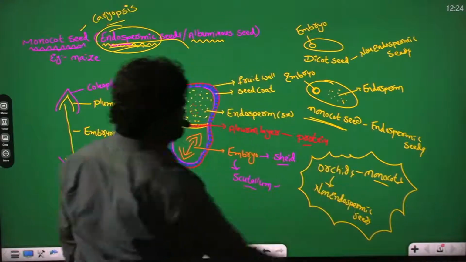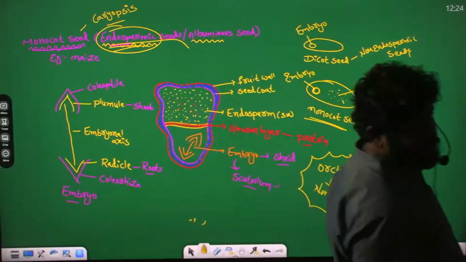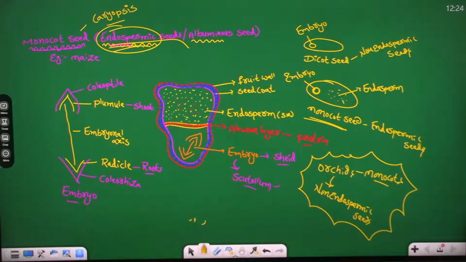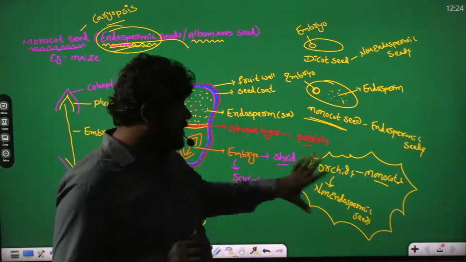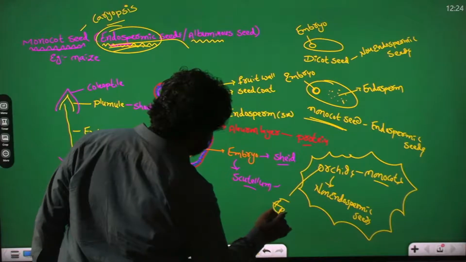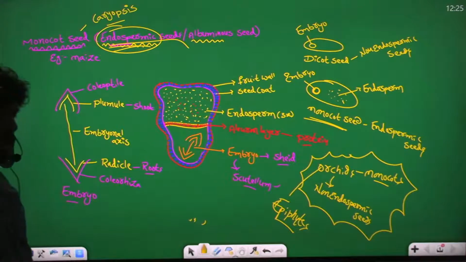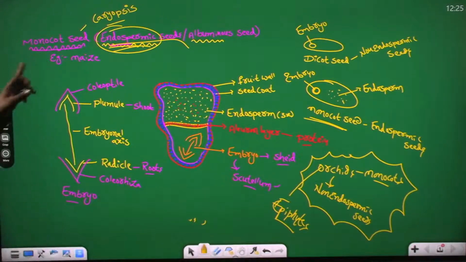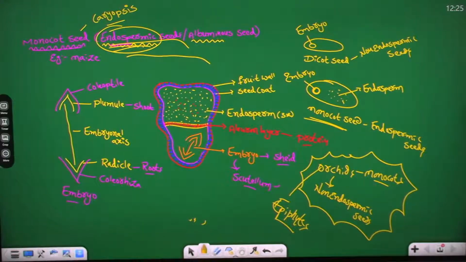So generally orchids are monocots. Instead of endospermic seed, orchids produce non-endospermic seed. This is the exemption. Orchid is also called an epiphyte. So orchids produce non-endospermic seed; except orchid, all remaining monocots are capable of producing endospermic seeds or albuminous seeds.